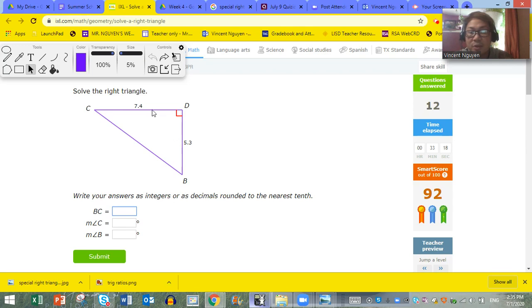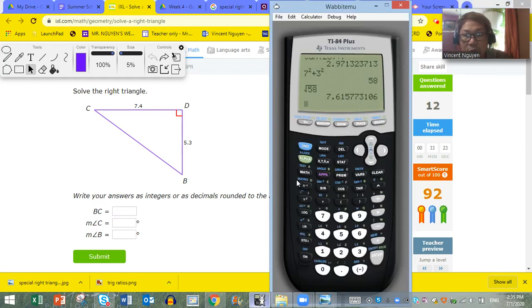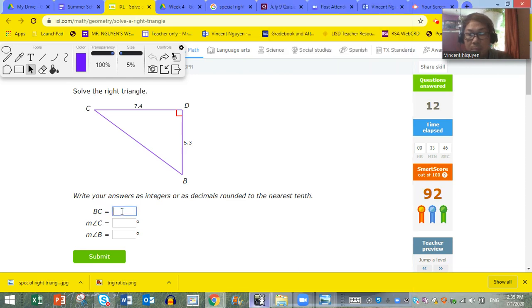So we are given two legs. We're supposed to find the hypotenuse. That's easy. Go do your Pythagorean theorem. 7.4 squared, plus 5.3 squared. Okay, enter. And then we're going to take the square root of that. That's too many numbers, so I'm just going to put square root of the answer. And then it's going to be 9.1. So I'm going to put 9.1 in here for the hypotenuse.